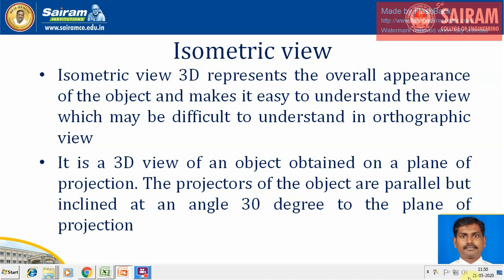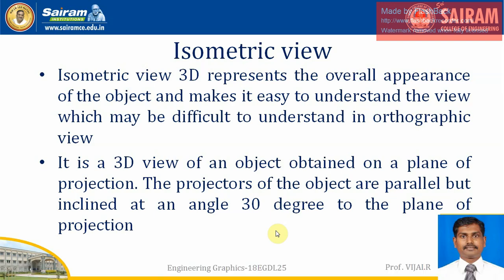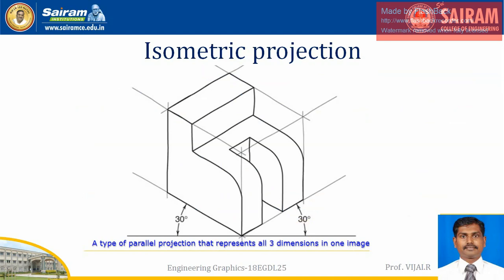And it's a 3D object at an angle of 30 degrees to the plane of projection. The projectors of the object are parallel but inclined at an angle of 30 degrees. So here we can see the object projectors inclined at 30 degrees. So this is isometric projection.